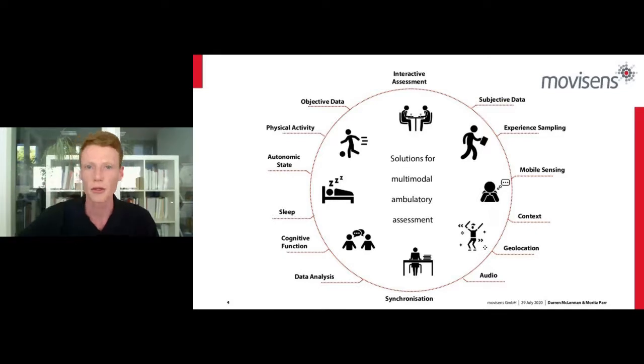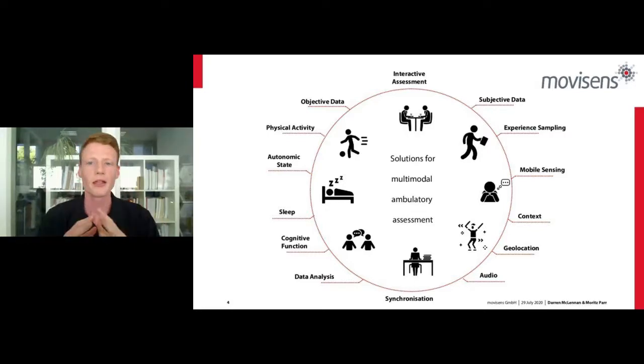On the other hand, we are also able to collect and provide solutions for capturing subjective data, which is our experience sampling solution movisens XS, to capture data about, for example, emotions of participants. You can already see that mobile sensing is one of our solutions for ambulatory assessment. And this is part of our experience sampling solution, movisens XS. And I will, in a couple of minutes, tell you a little bit more about movisens XS, and how we will also show you how to create a study on movisens XS, for example.